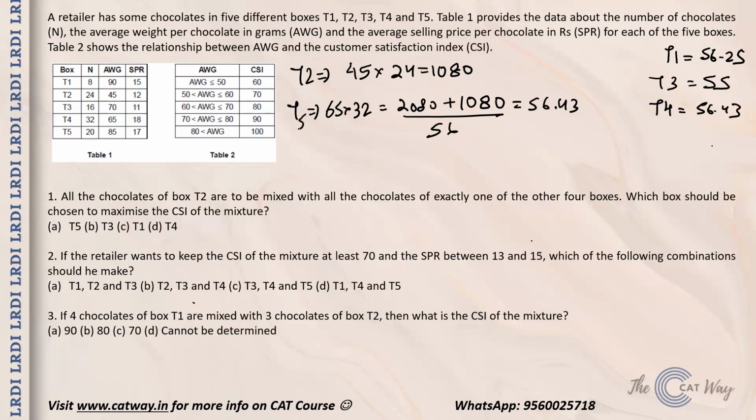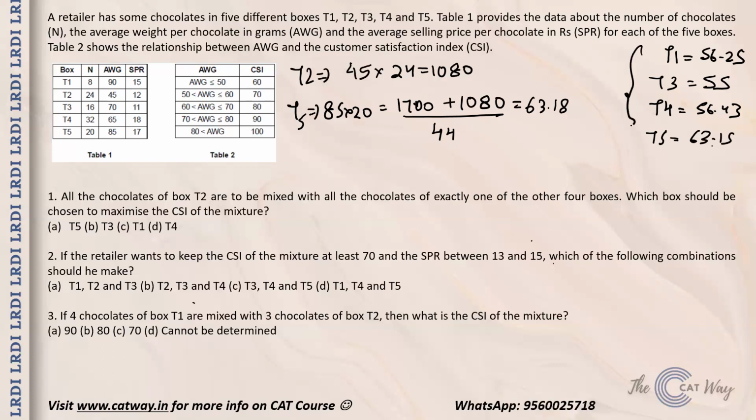And when you are mixing it with T5, what is going to happen is that you have 85 chocolates. 85 is the average with 20 chocolates. So what you get is 1700. And the total number of chocolates in this case will be equal to 44. Okay, this is what you have. And in this case, the average will turn out to be 63.18. So with T5, you have the average as 63.18.